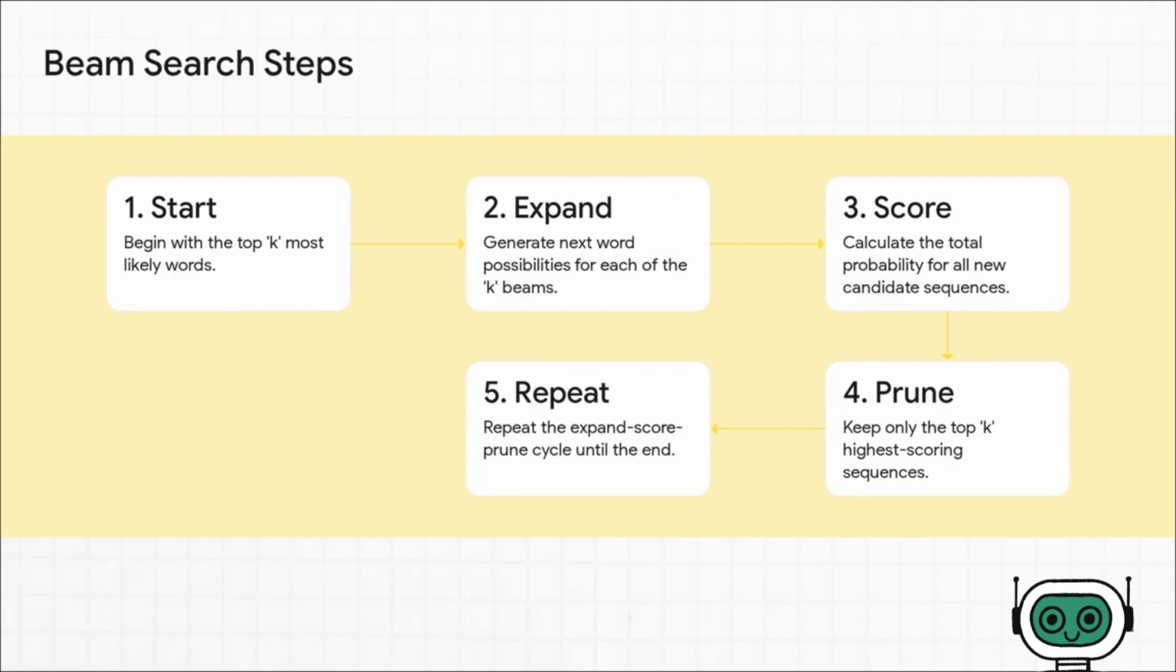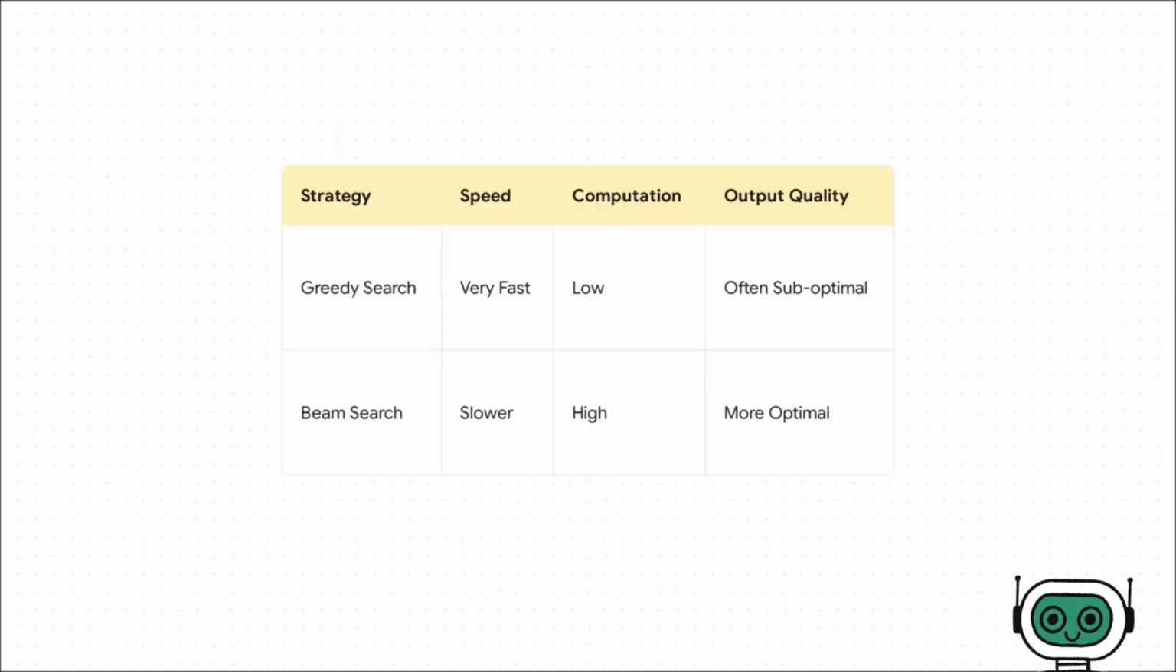So how does it actually work? Well, at each step, it takes its current set of beams, let's say 5 of them, and figures out the next most likely words for each. This creates a whole bunch of new, longer sequences. Then it scores all of them, and, critically, it throws away all but the new top 5. It's this constant cycle of exploring and then pruning back down. So when you put them side by side, the trade-off is really clear. Greedy search is blazing fast and doesn't use much compute, but the output quality can be, let's just say, not great. Beam search is slower and needs more memory, but it usually produces much better, more coherent results because it's thinking ahead.